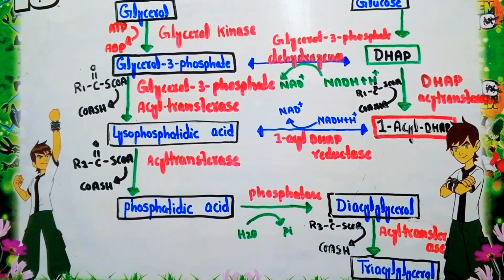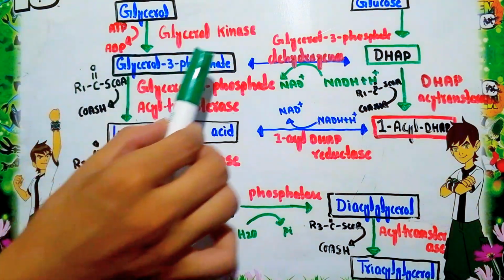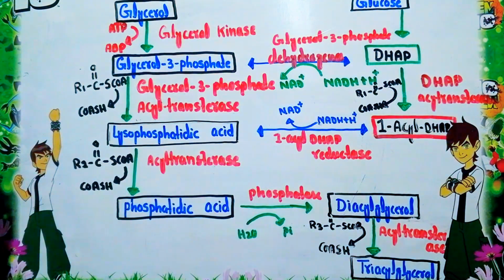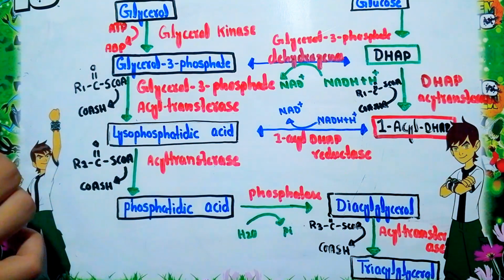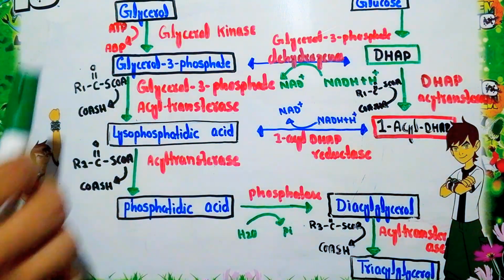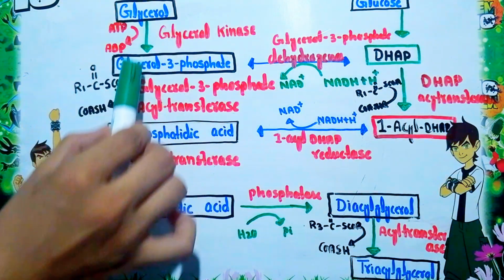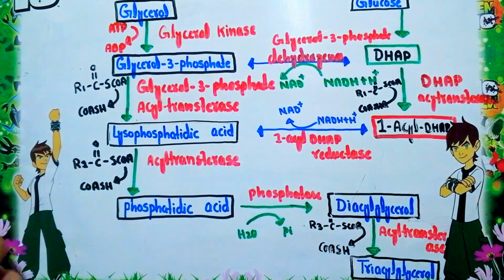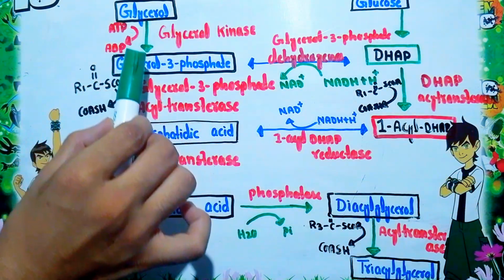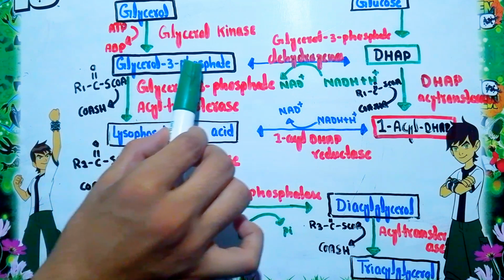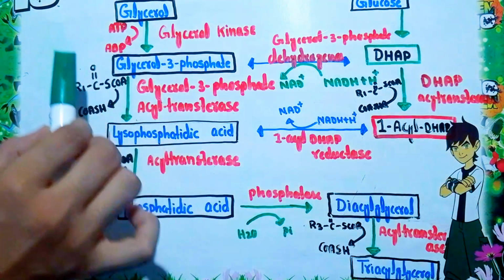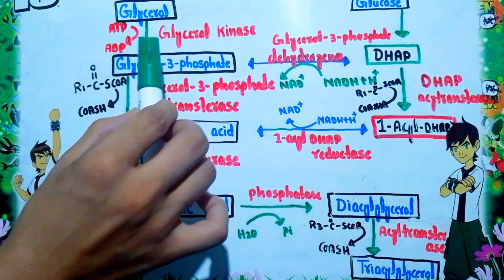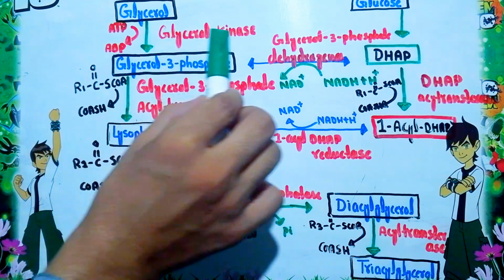Triacylglycerol formation occurs from glycerol 3-phosphate. There are 2 mechanisms for the synthesis of glycerol 3-phosphate. The first mechanism occurs in the liver. Right in the liver, the glycerol is converted into glycerol 3-phosphate. This conversion occurs with the help of an enzyme called glycerol kinase.